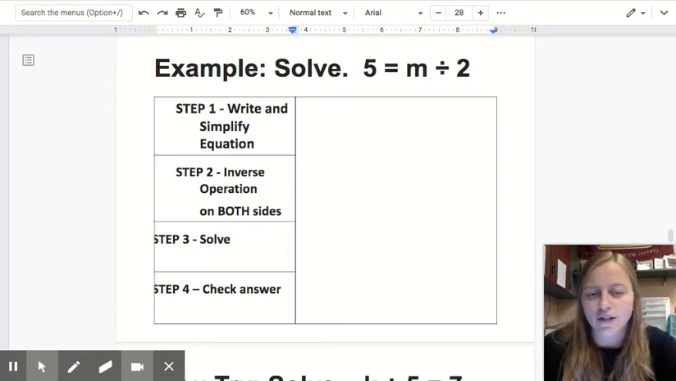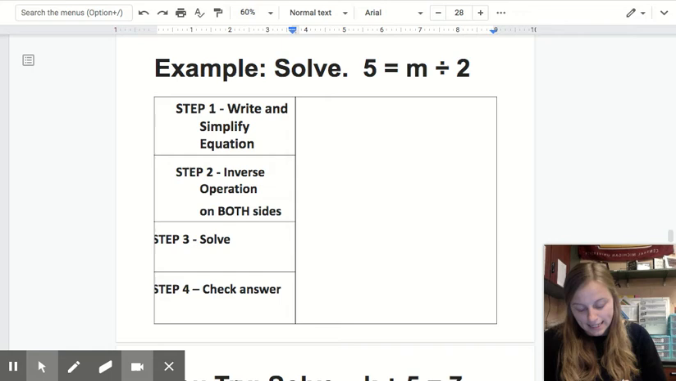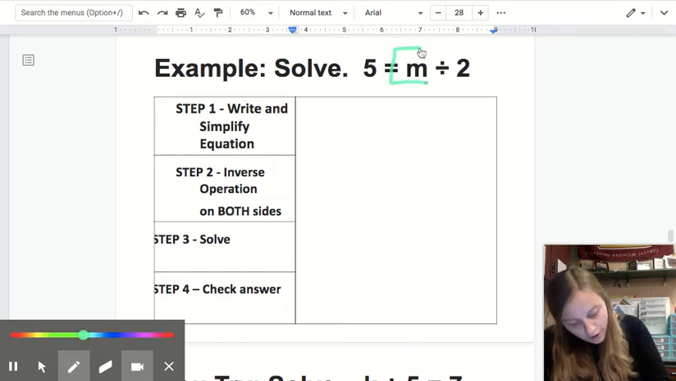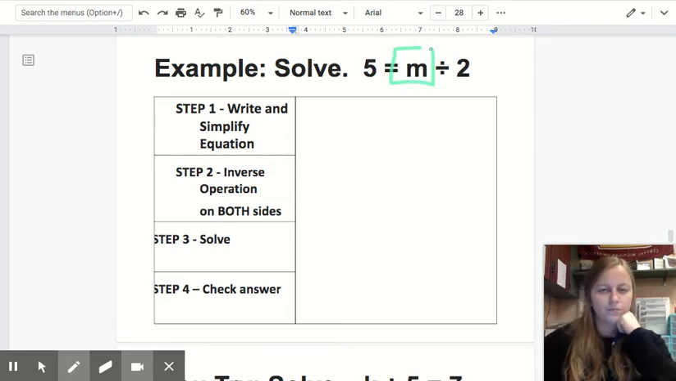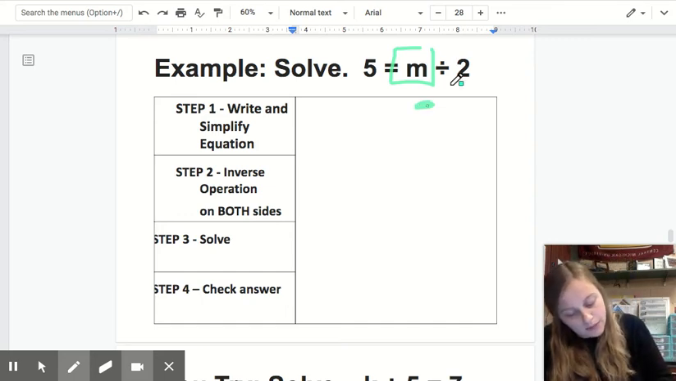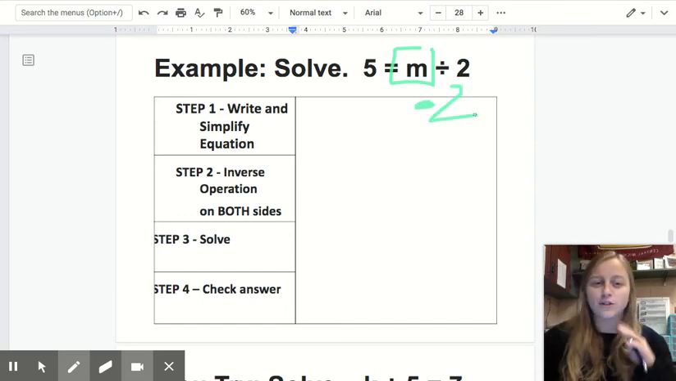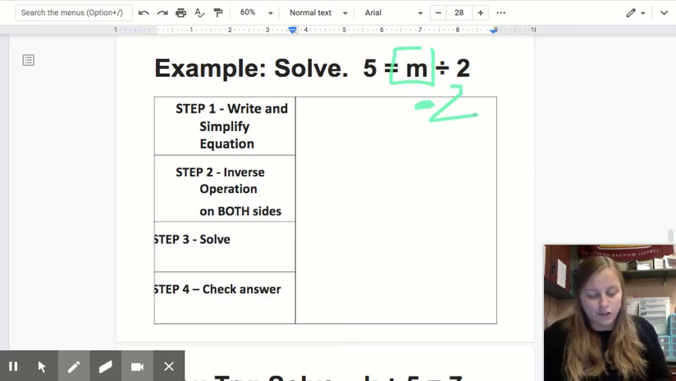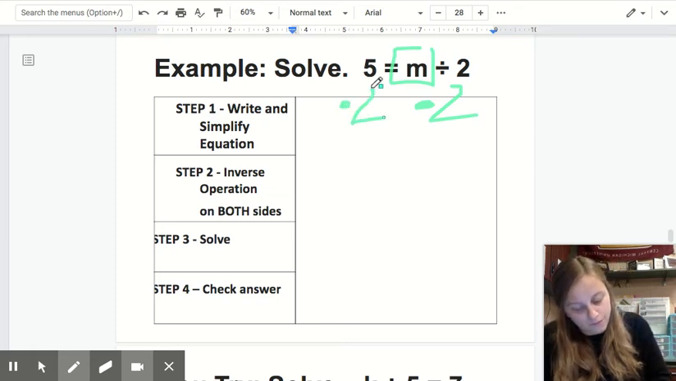Now I've got division. I'm trying to get this m here all alone. How do I get it all alone? Well, right now, there's a divide by 2 attached to it. So I have to do the opposite. So instead of dividing by 2, I'm going to times by 2. If I do it to one side of the equation, I have to do it to the other.